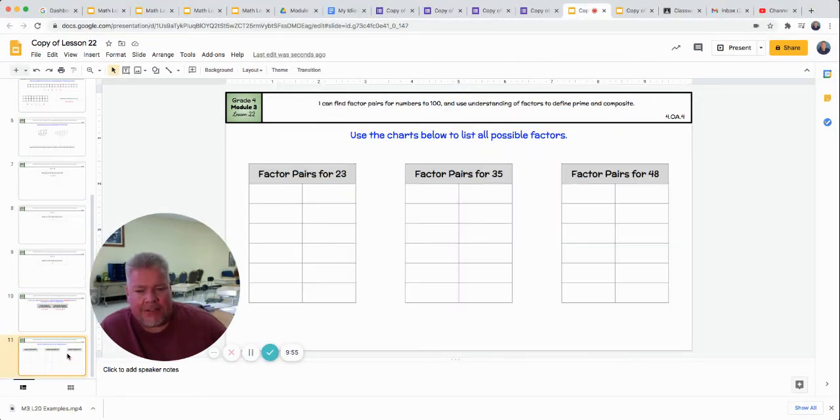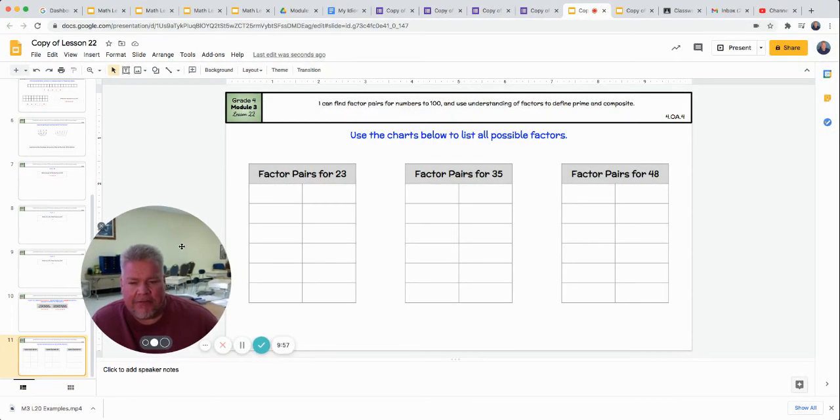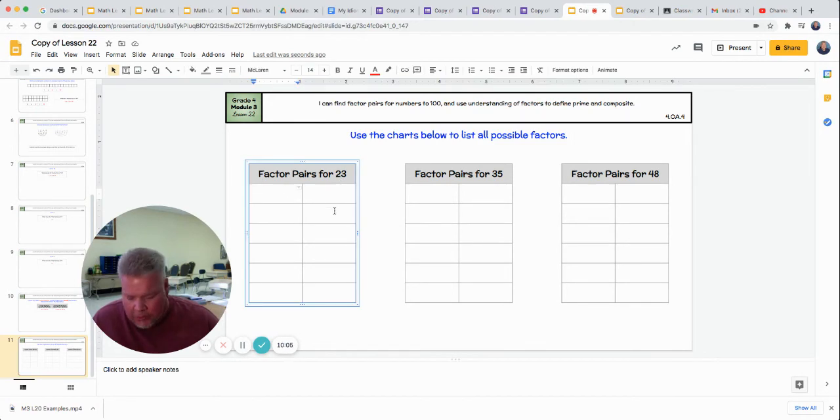All right, let's go to the next slide. So let's think of factor pairs for these three numbers. Okay. For 23, well, we know it's 1 times 23. Anything else? 2 times anything? 3, 4, 5, 6. I can't think of anything else that would equal 23. So it's a prime number.